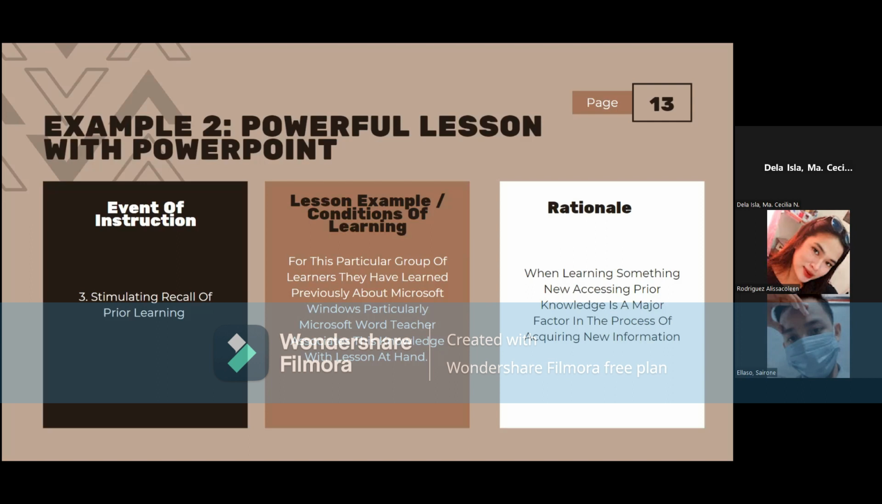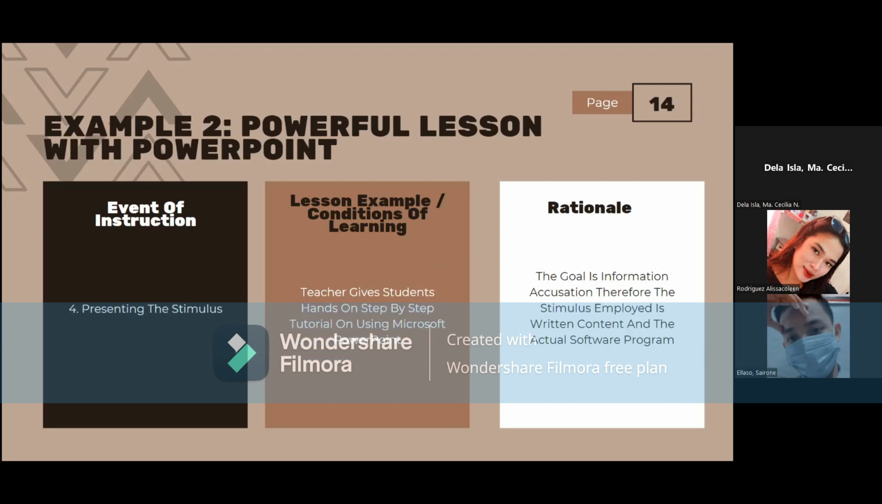Third, when learning something new, accessing prior knowledge is a major factor in the process of acquiring new information. Like what I've said earlier, na kailangan ini-inform natin yung estudyante natin kung ano ba yung ituturo natin para prepared sila, para hindi sila mabombard ng maraming information at di sila malito at the same time. Next po. Presenting the stimulus, teacher gives student hands-on step-by-step tutorial on using Microsoft PowerPoint.